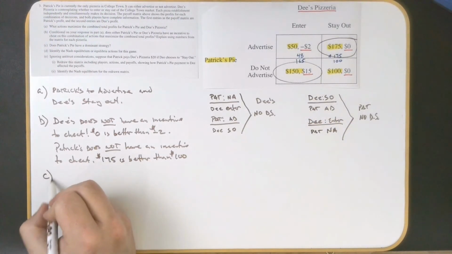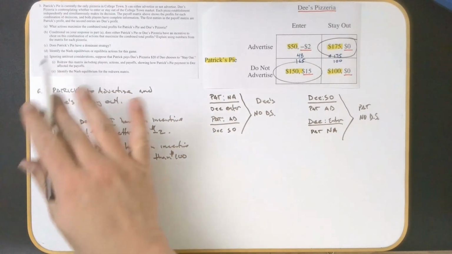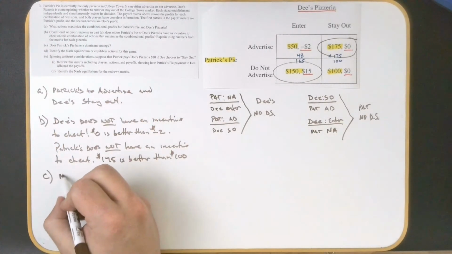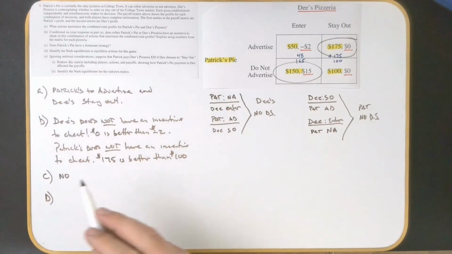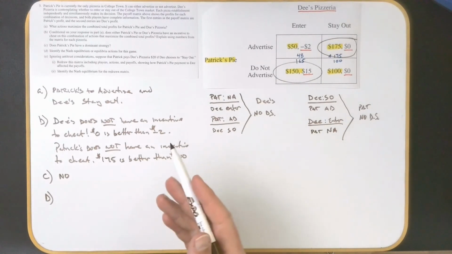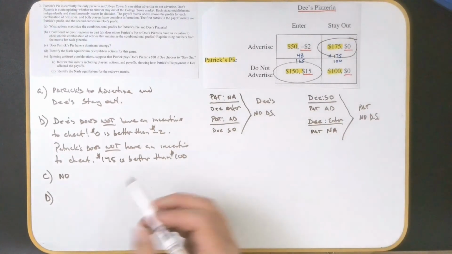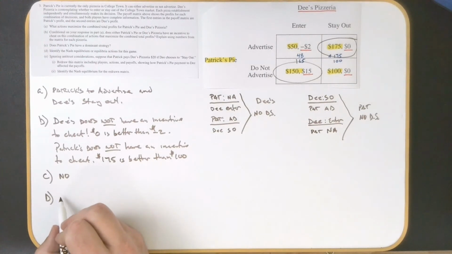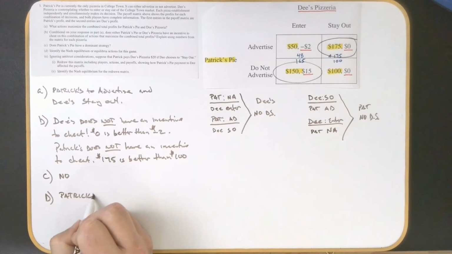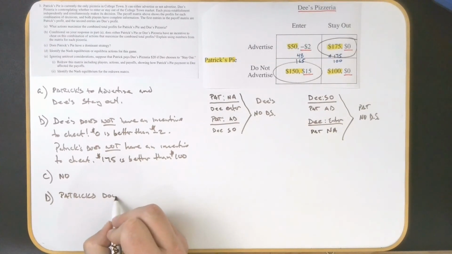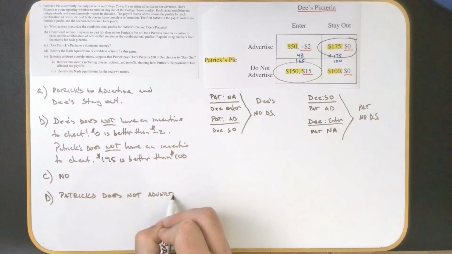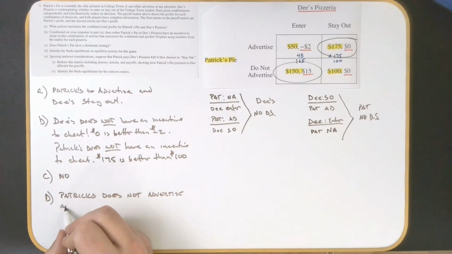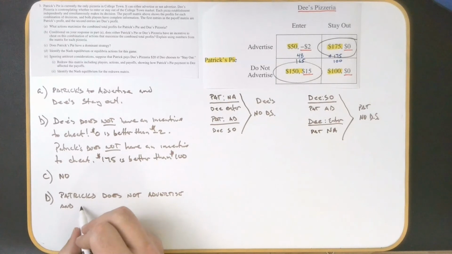Okay, so part C. Part C says, does Patrick have a dominant strategy? We did all of that work, and they do not. We don't have to explain anything, we just have to answer it. D says, identify the Nash equilibrium or equilibria actions for this game. We talked about that earlier here. So there are two. The equilibria are Patrick's does not advertise, and D's enters.